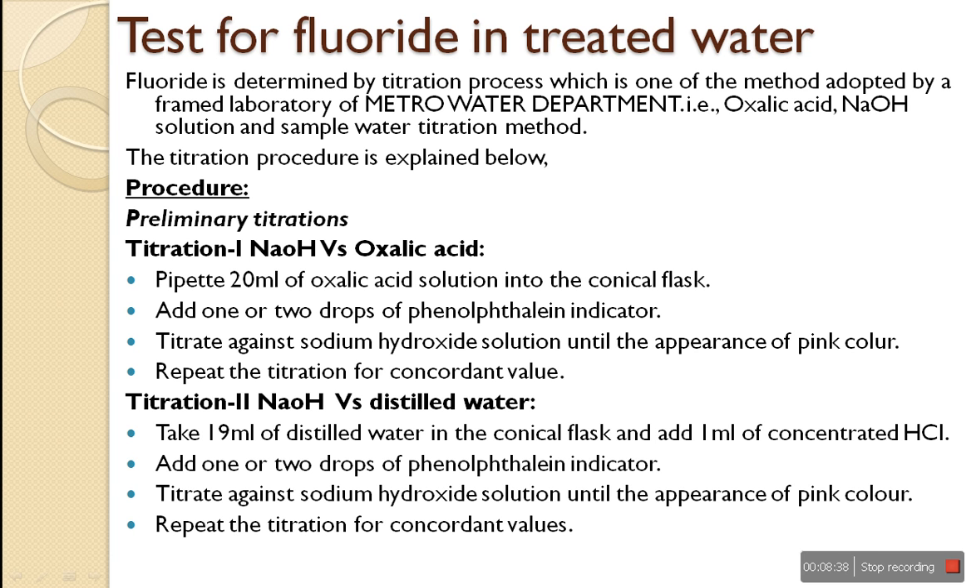Titration 1, NaOH versus oxalic acid. In this, the normality of oxalic acid is determined. Titration 3, NaOH versus distilled water. In this, 19 ml of distilled water plus 1 ml of concentrated hydrochloric acid is titrated against NaOH. In this, the normality of distilled water is achieved.